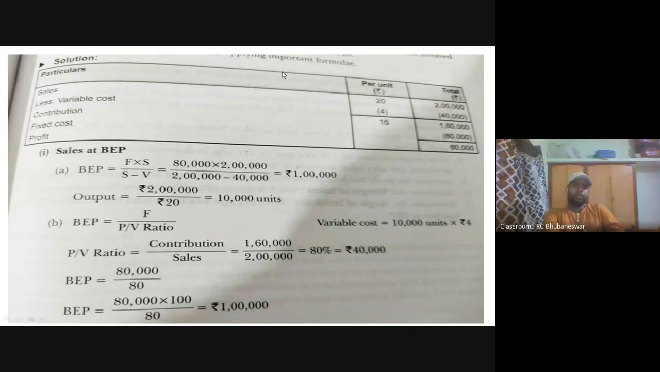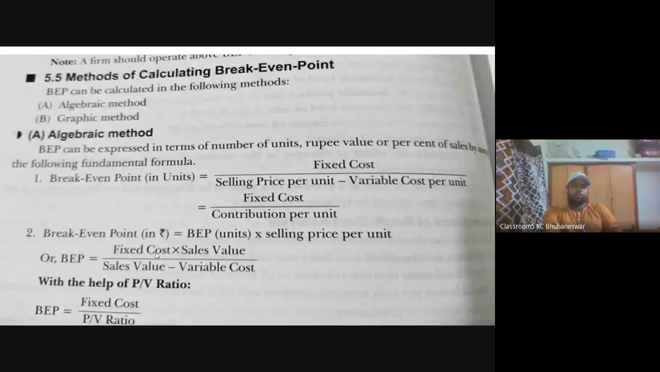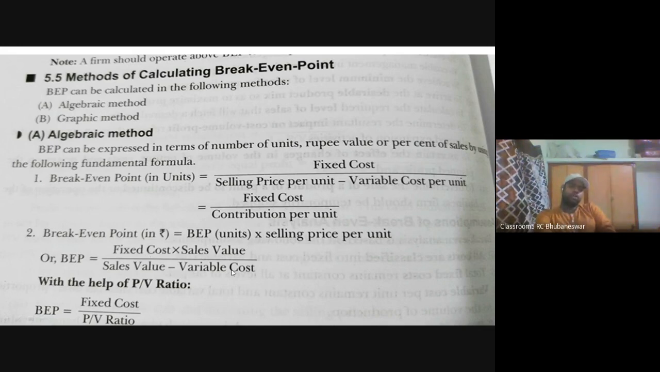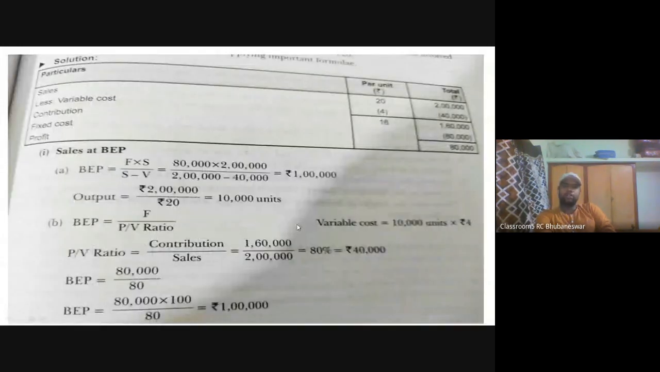So here we had a formula like this. Fixed cost into sales value divided by sales value minus variable cost. So fixed cost here is 80,000 into sales value 2 lakh, divided by 2 lakh minus variable cost, which is 40,000 only. So we apply 80,000 multiplied by 2 lakh divided by 2 lakh minus 40,000.